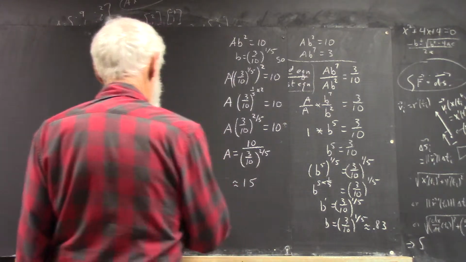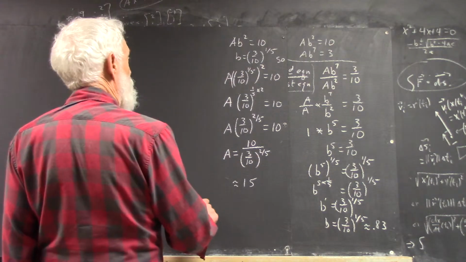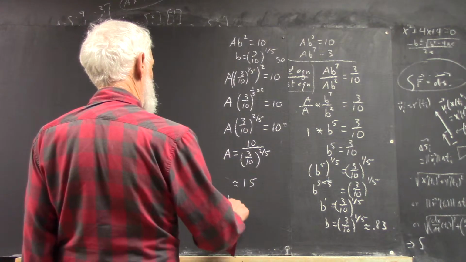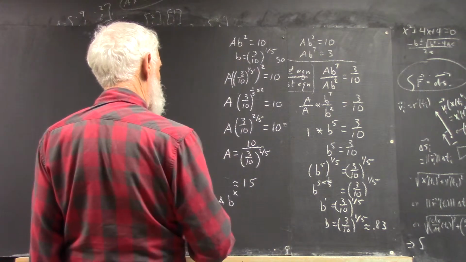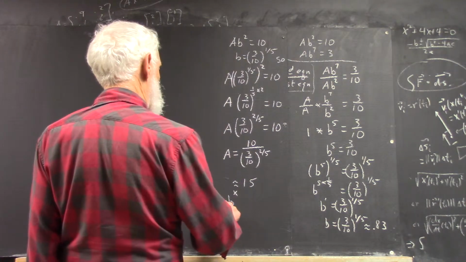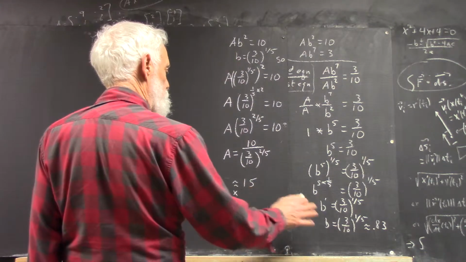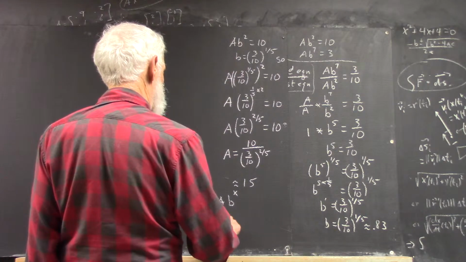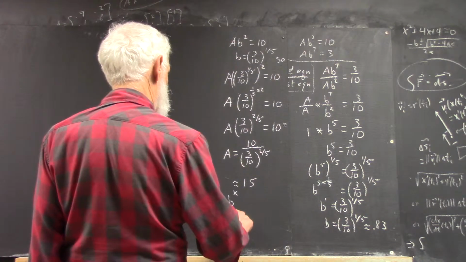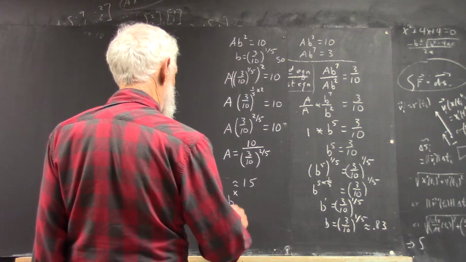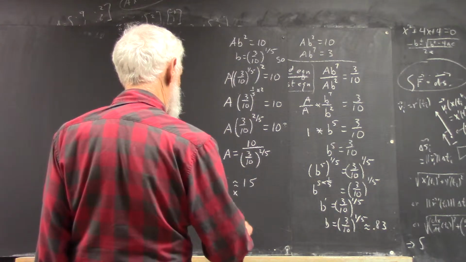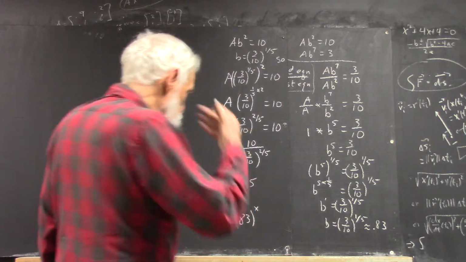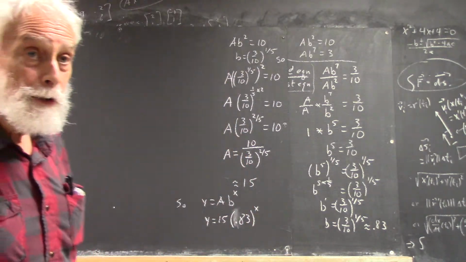And I think you maybe get something like this. So y equals a b to the x, with a equal to 15, b equal to 0.83, we get y equals 15 times 0.83 to the x. Again, I think 15 is a little high, and I don't know about the 0.83. I don't think it's too far off, but who knows what might have gone haywire. Okay?